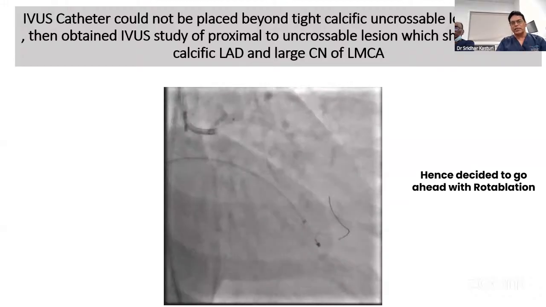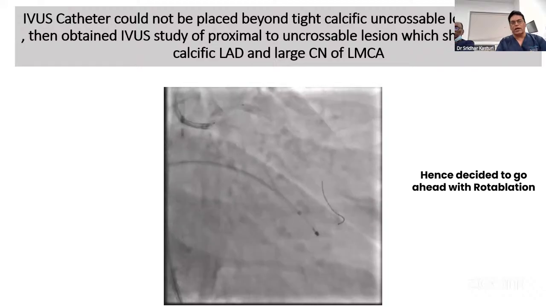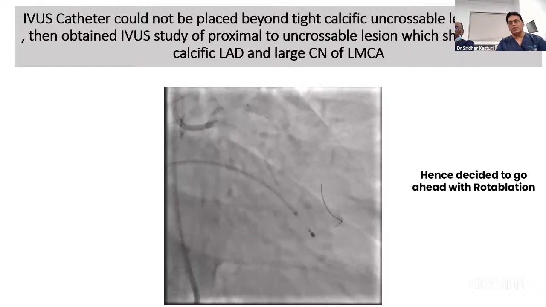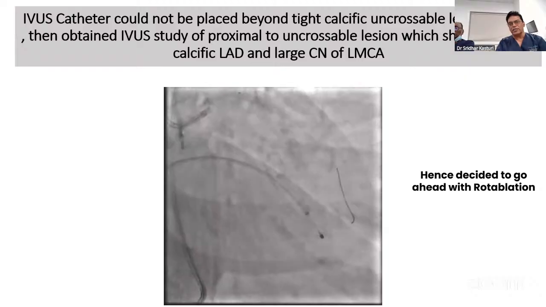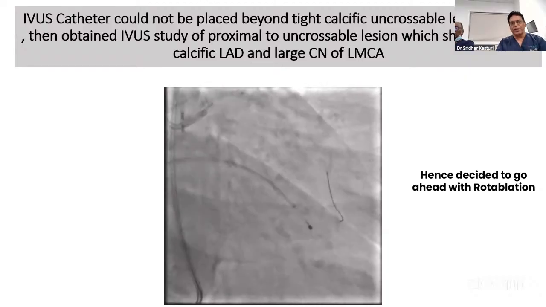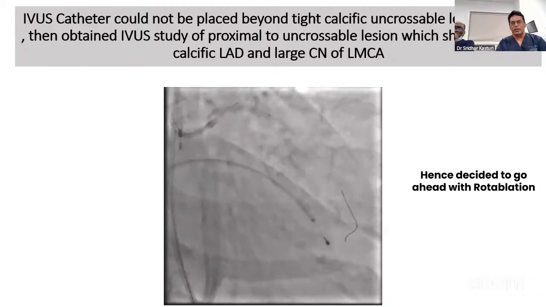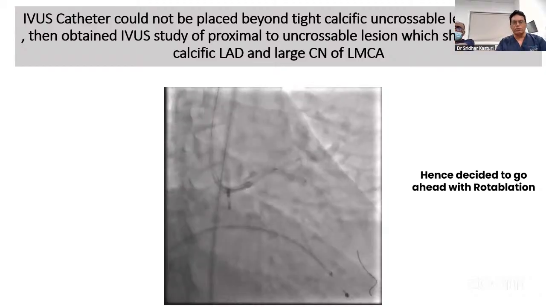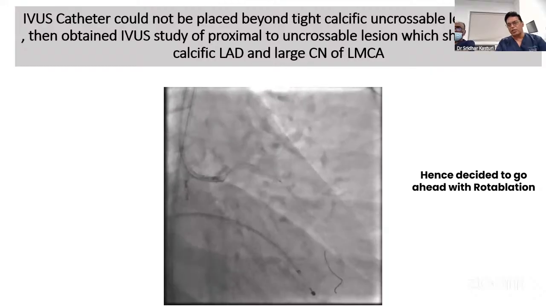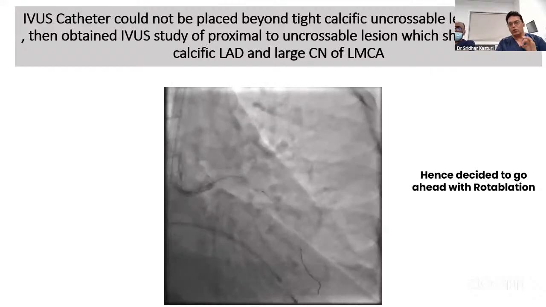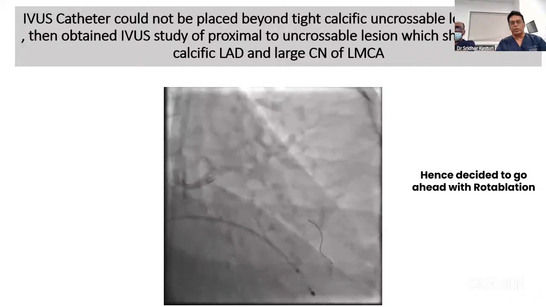But surprisingly, we were unable to cross with the IVUS beyond the proximal LAD, where there was the tightest lesion. So the IVUS catheter could not cross beyond that point. So then we thought, okay, at least we'll take the image. You can see the image very clearly. It is not going beyond the tightest portion of the proximal LAD.